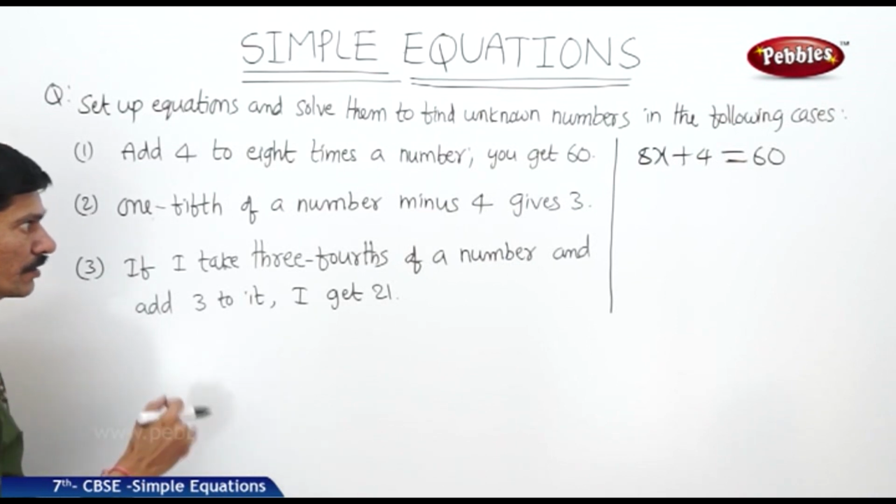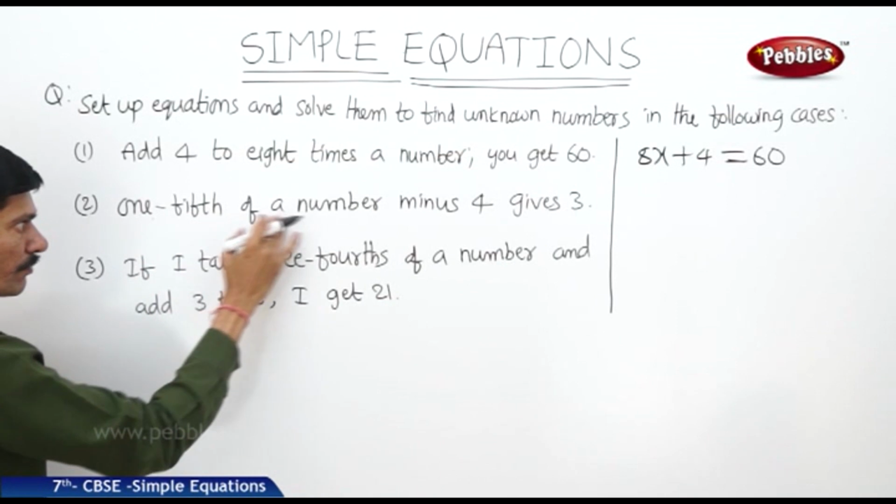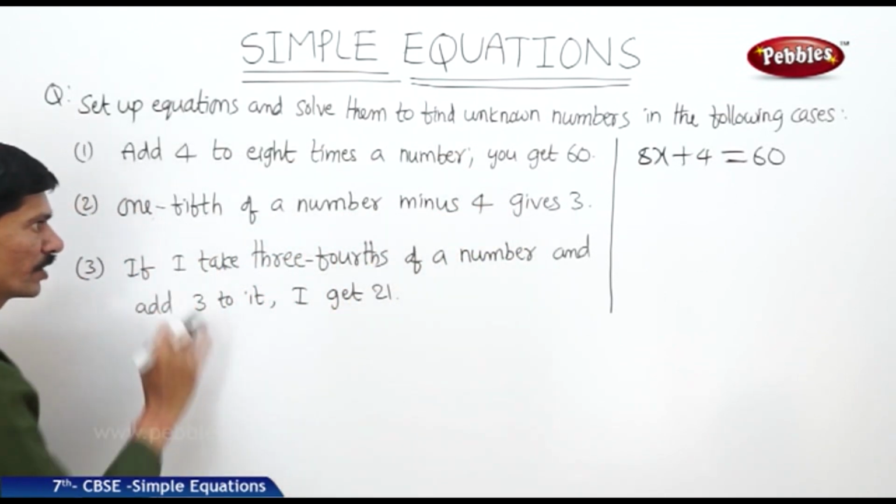Now let us write the equation for the second statement. 1/5 of a number minus 4 gives 3. So let the required number be y.